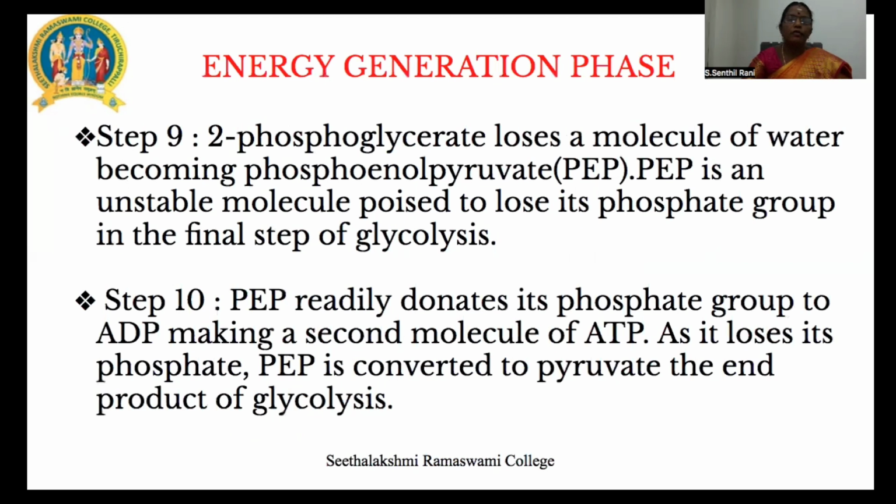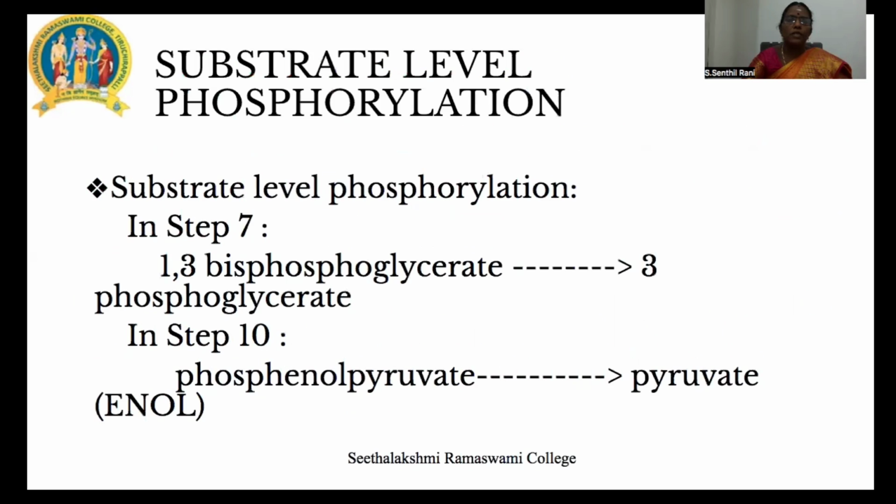In step 9, 2-phosphoglycerate loses a molecule of water, becoming phosphoenolpyruvate. This phosphoenolpyruvate is an unstable molecule poised to lose its phosphate group in the final step of glycolysis. In step 10, phosphoenolpyruvate readily donates its phosphate group to ADP, making a second molecule of ATP. As it loses its phosphate, PEP is converted to pyruvate, the end product of glycolysis. Substrate level phosphorylation occurs in step 10 and step 7. That is, a phosphate group is donated from the high energy intermediate substrate to ADP to form ATP.